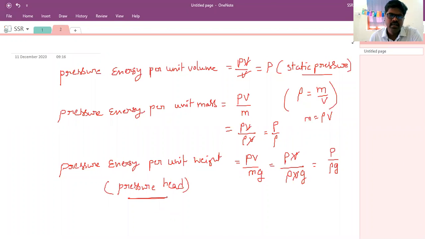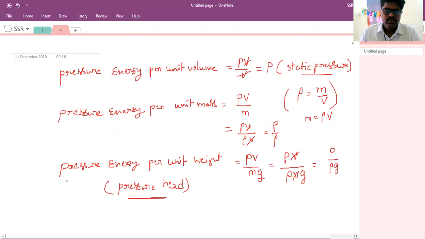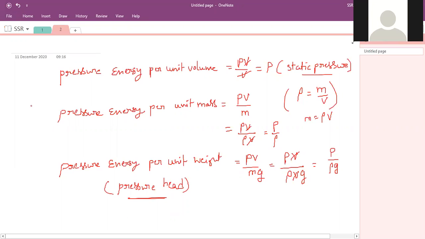So we studied here some small applications. Pressure energy per unit volume is the static pressure: PV by V is equal to P. Pressure energy per unit mass is P by rho. Pressure energy per unit weight is P by rho g. Are you clear on all these points? So this is about understanding pressure energy. Understood now?